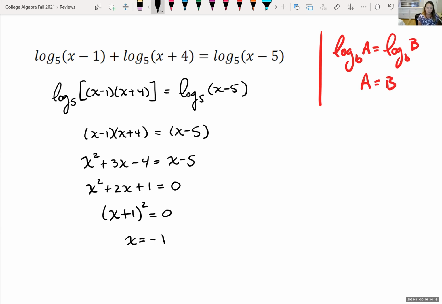We're going to have a problem because if we plug that value back in, wherever we see an x, I get a log of a negative number here, and I get a log of a negative number here. And so this doesn't work, and we would say that there's no solution.